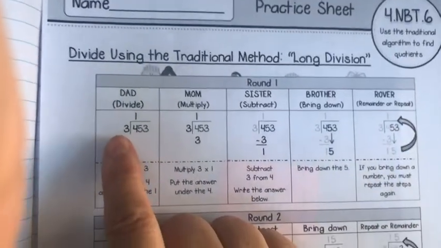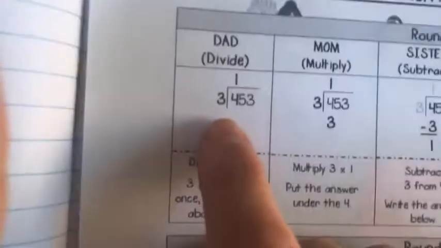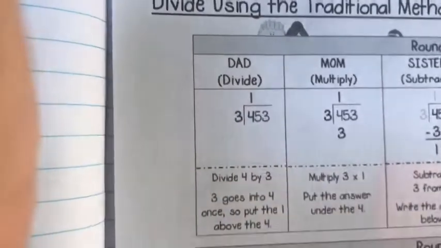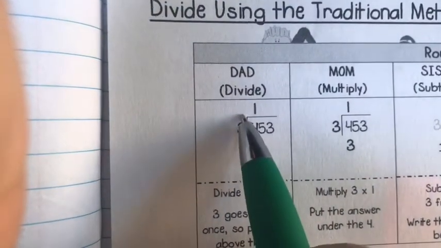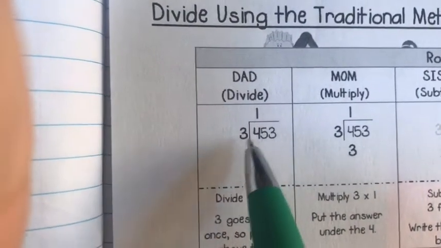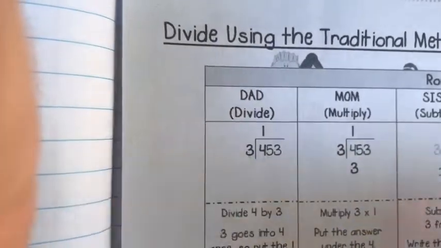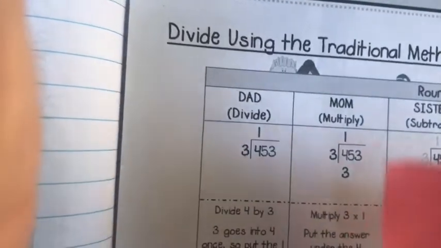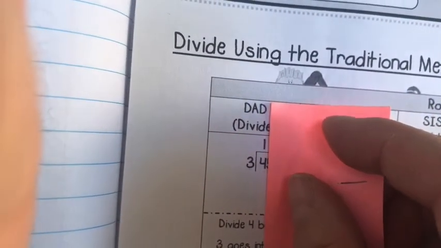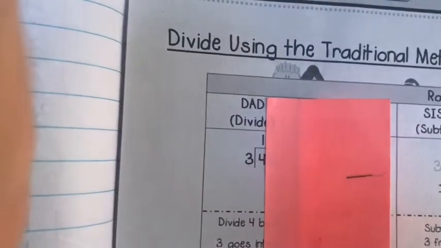Okay? So the first thing you do is you set up your problem to look like this, where the number you're dividing, the larger number, is inside like this little L bracket, and then the divisor is out on the outside. Okay, so then you're going to start, and you can use a sticky note to cover up if you would like. We're going to start with the first digit, so we can cover up just like this.